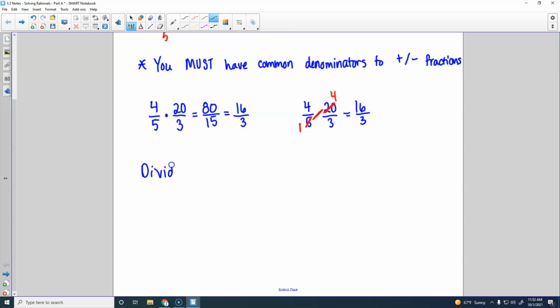So dividing fractions. Easy as pie. Flip the second and multiply.